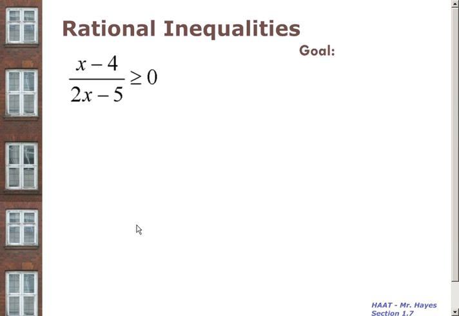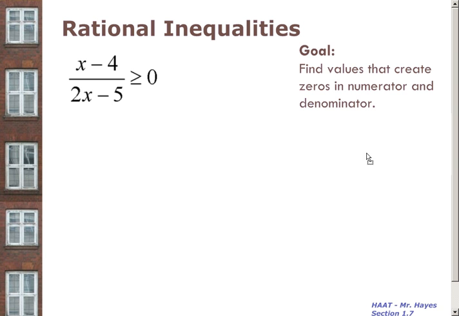Okay, so rational inequalities. The main goal with rational inequalities is to find the values that create zeros in the numerator and the denominator. So again, we're looking here for zeros. In a case like this, where everything's already all set, you have one rational expression. It's already set equal to 0.